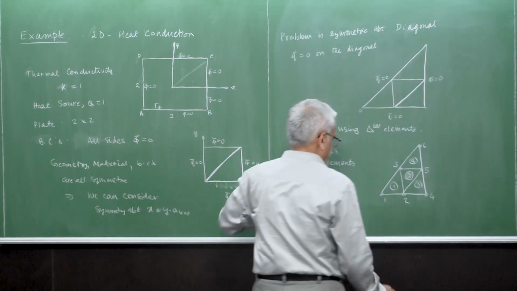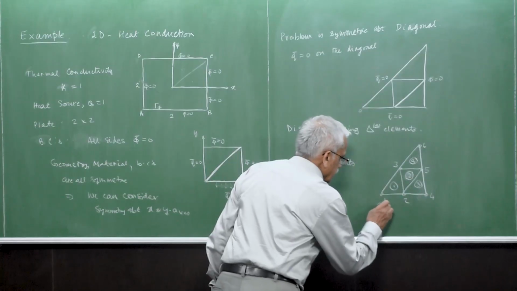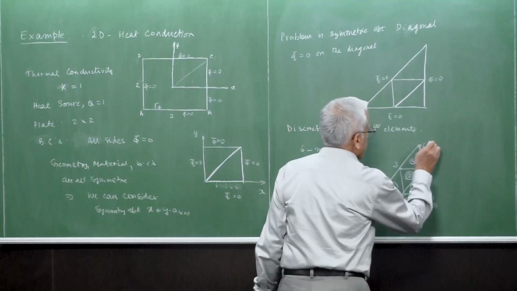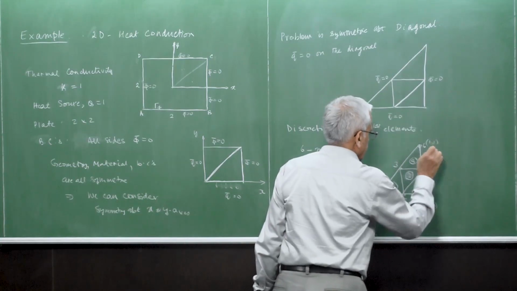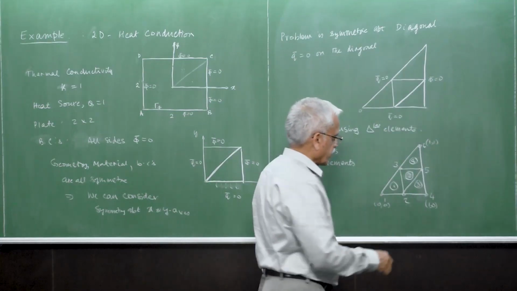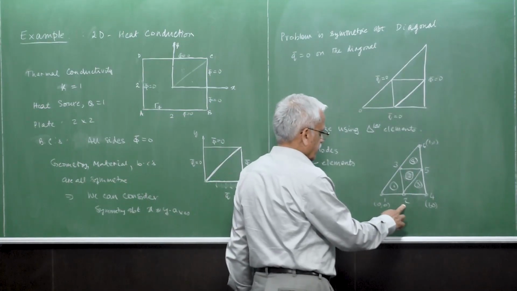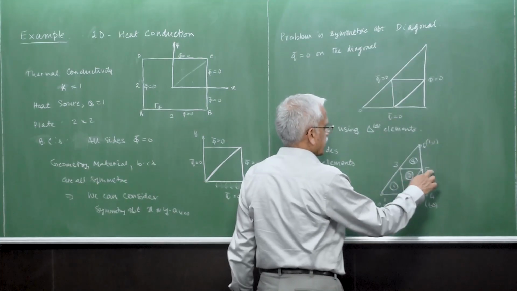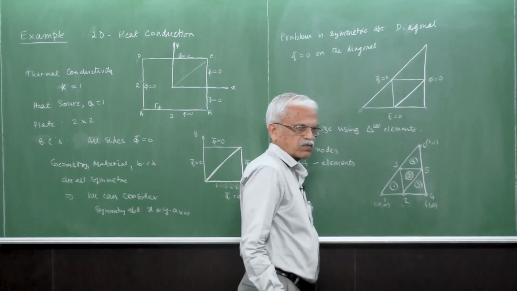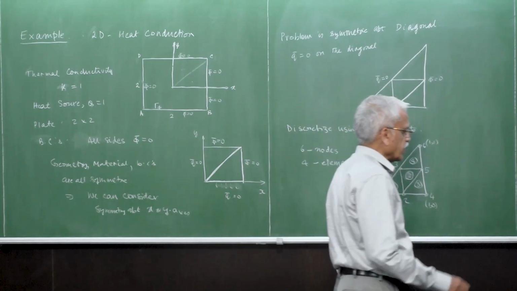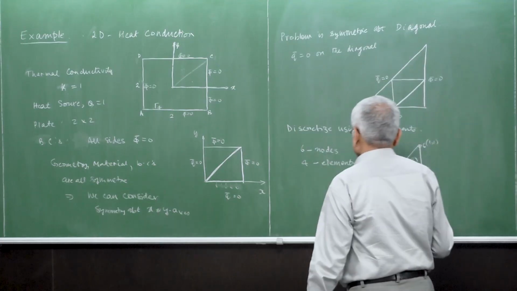So the coordinates are known here. So this is 0, 0, and this is 1, 0, and this is 1, 1. And other intermediate nodes coordinates also we can find out. This is nothing but 0.5, 0. This is 0.5, 0.5, and this is 1, 0.5. So coordinates are easy to find out. The other important thing here is the connectivity.